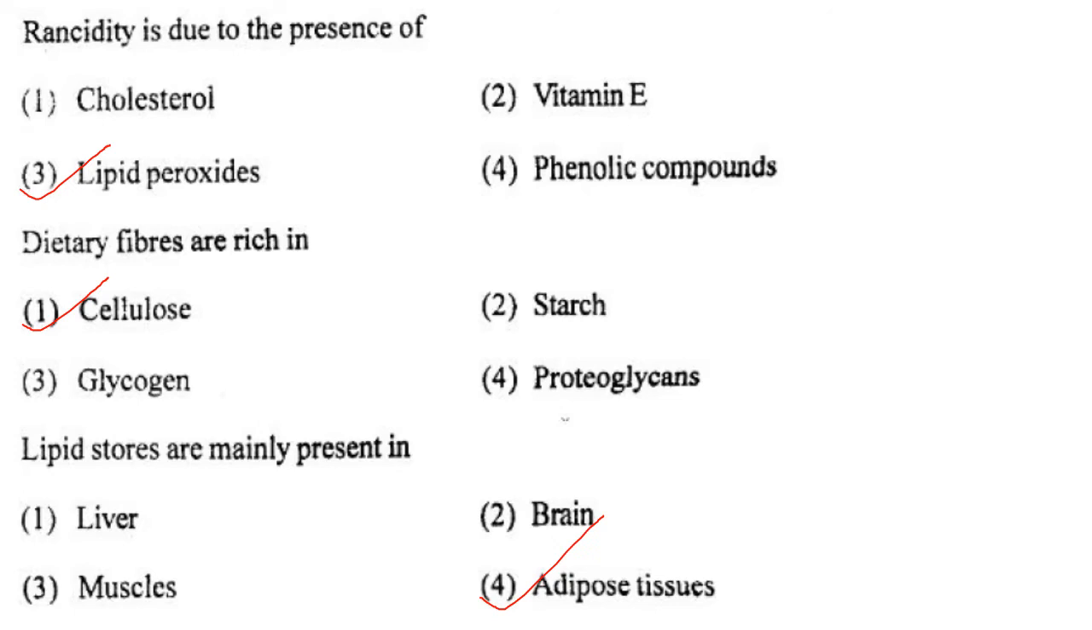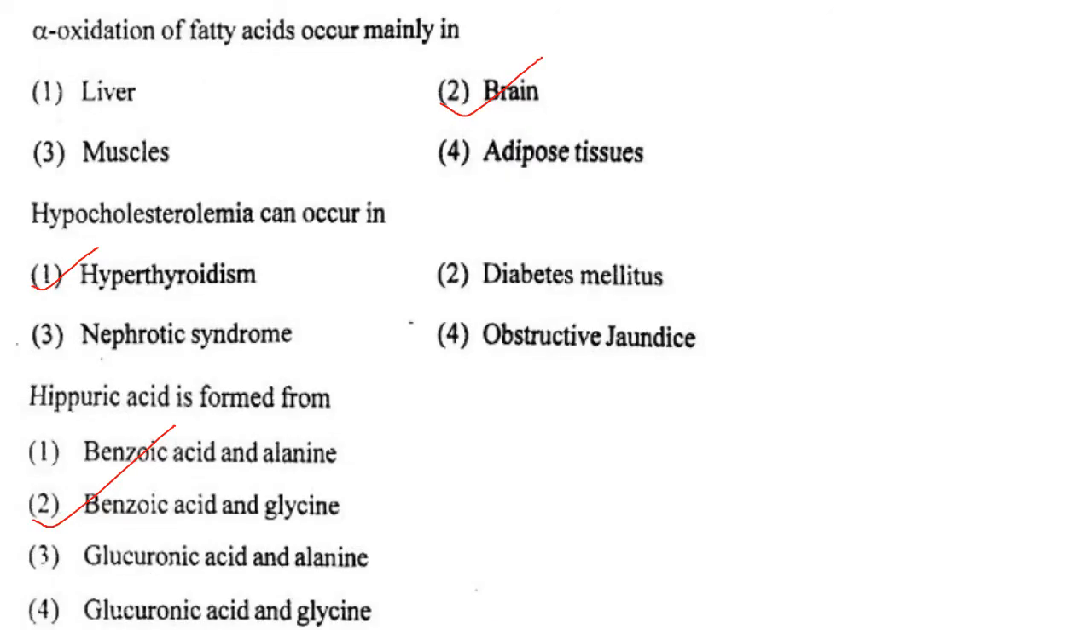Lipid stores are mainly present in option 1, liver, 2, brain, 3, muscles, 4, adipose tissue. Answer is option 4. Next one. Alpha oxidation of fatty acids occurs mainly in option 1, liver, 2, brain, 3, muscle, 4, adipose tissue. Answer is option 2, brain.